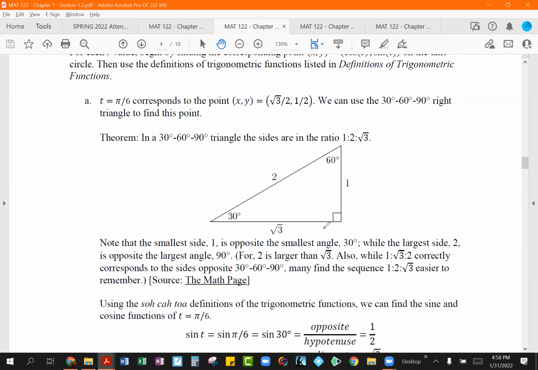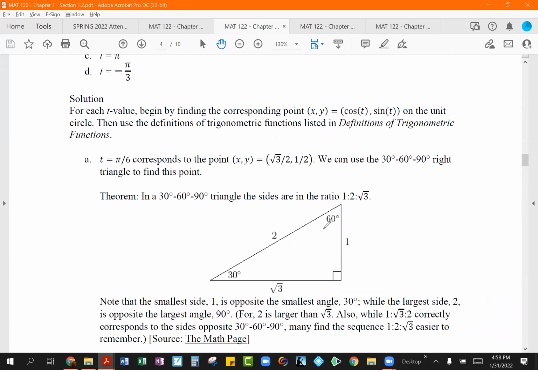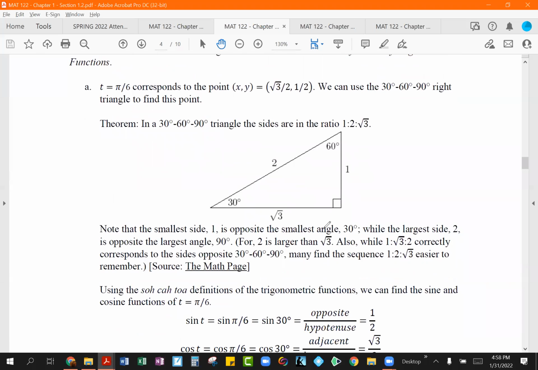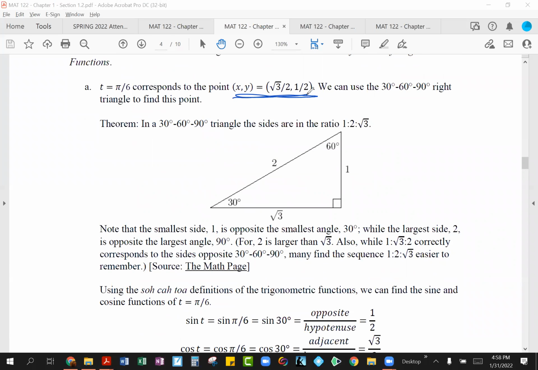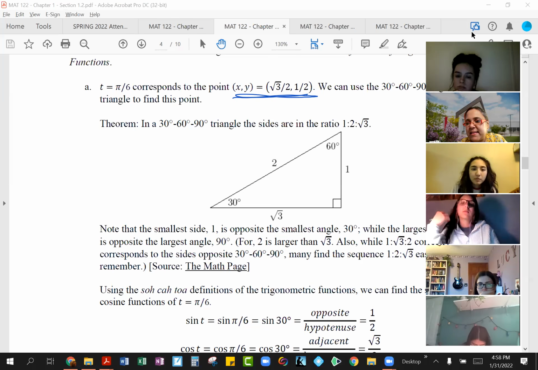Now, the other thing I want to highlight is how they are using this right triangle to also help us come up with these ratios for your 6 trigonometric functions. So as you will see here, they are saying we can use the 30, 60, 90 degree right triangle to find this point also. So, if you were looking at a new angle and you hadn't used that before, well, can anybody tell me what pi over 6 is in degrees? Because pi over 6, of course, is radians. What's pi over 6 in degrees?